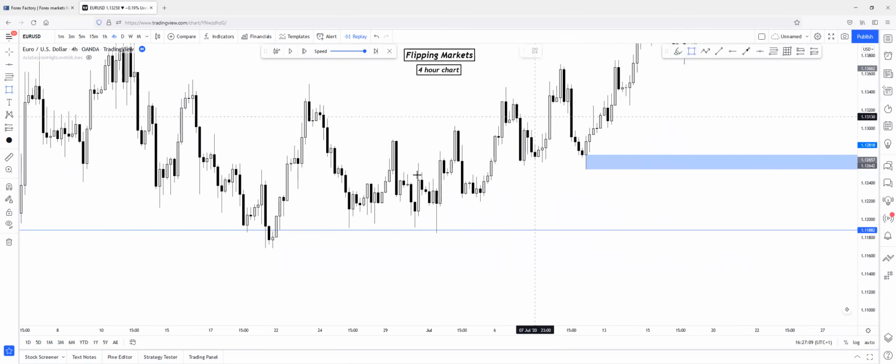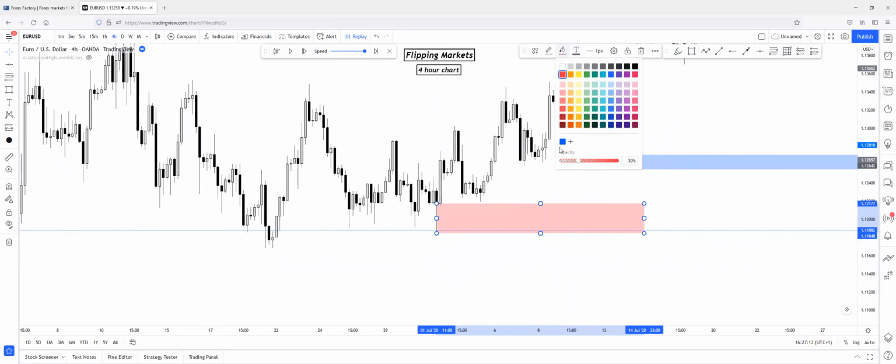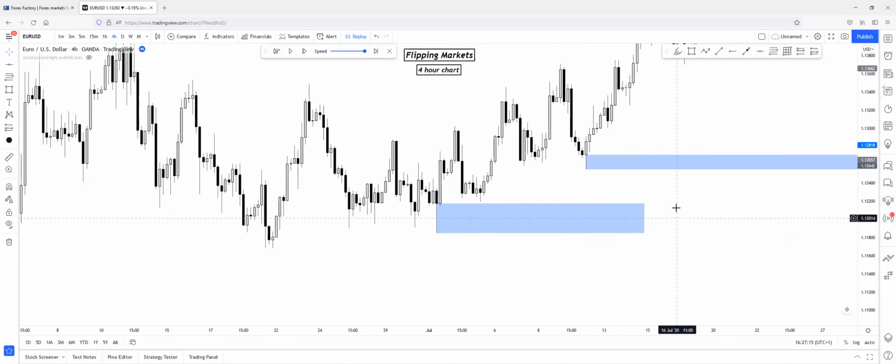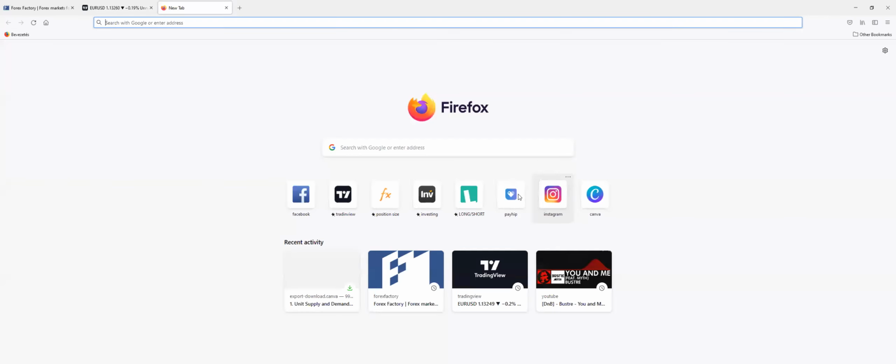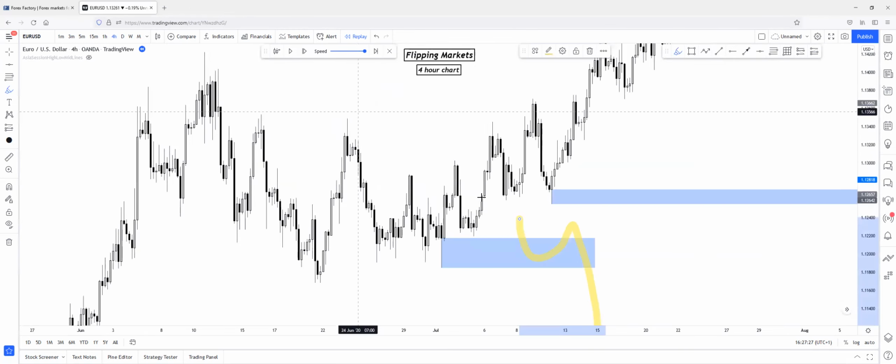As you can see, we have this weak zone again. This one, I will just change the color to blue. So we have this weak zone right here. This isn't the most valuable demand zone again, so it more likely will be broken, and price will break through this demand zone after the reaction.